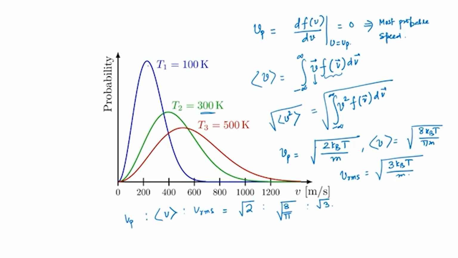So, as it goes down from T1 to T2 and to T3 farther, and at 500 Kelvin it becomes very broad with the mean value shifted towards larger and larger velocities.